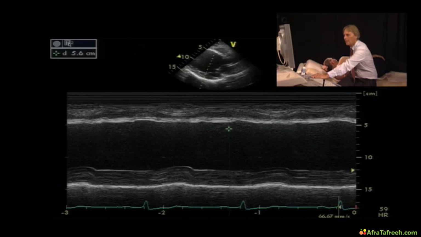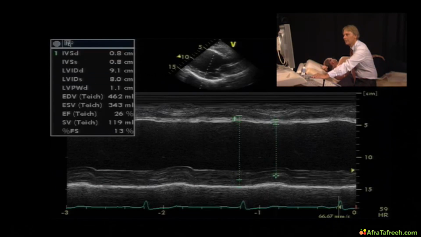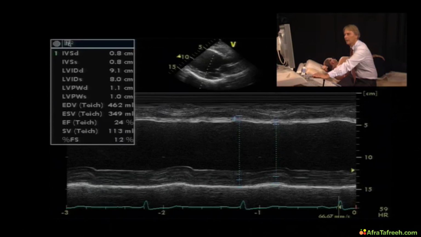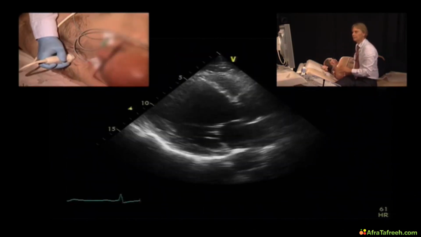Okay, so this is the end diastolic diameter, somewhere in the range of 91 millimeters. And now we'll do the same thing in systole, and we get an end systolic diameter of 80 millimeters, which amounts to a fractional shortening of 12%, which is approximately what we would assume in this patient.